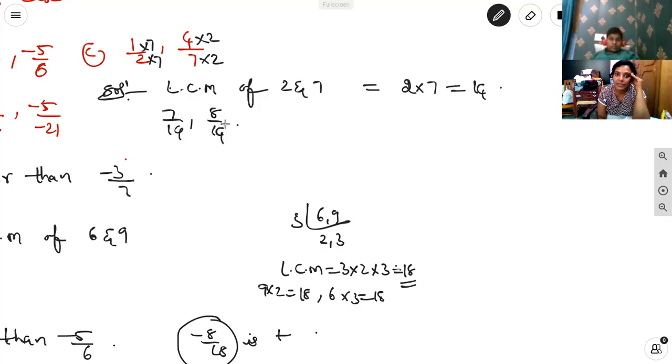8 by 14. In this, which one is greater? 8 by 14 is greater. Why? Because both have the positive sign. Comparing the numerator values, the bigger number is the greater. So we say that 8 by 14, which is equivalent to 4 by 7, is greater than 1 by 2.